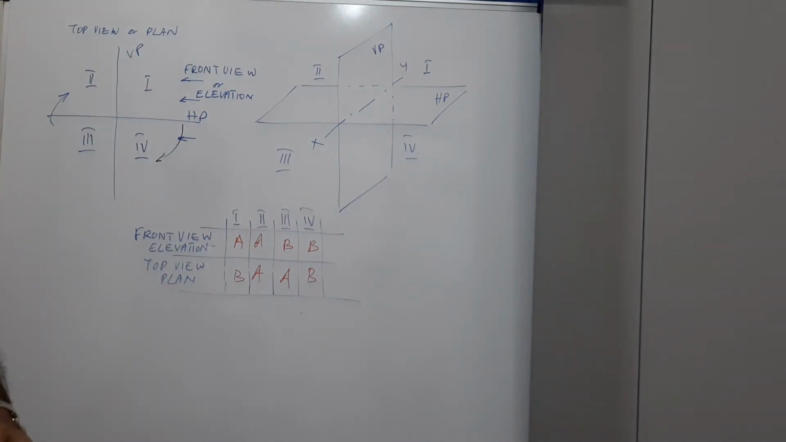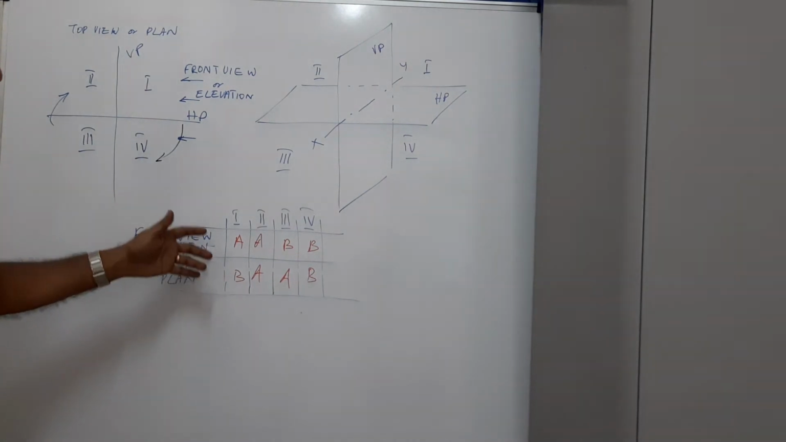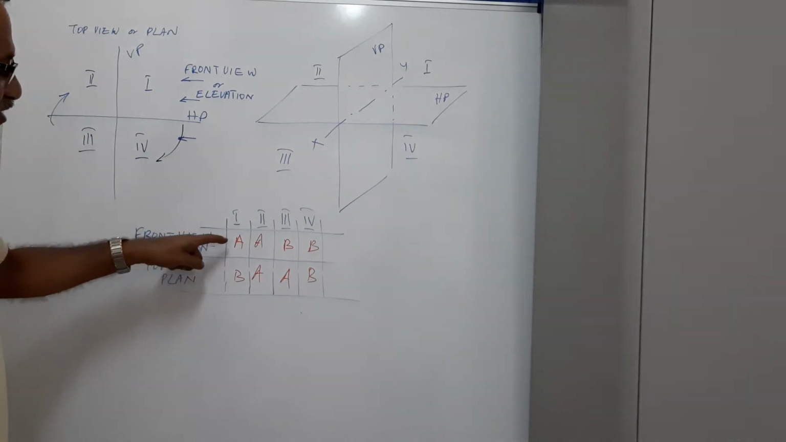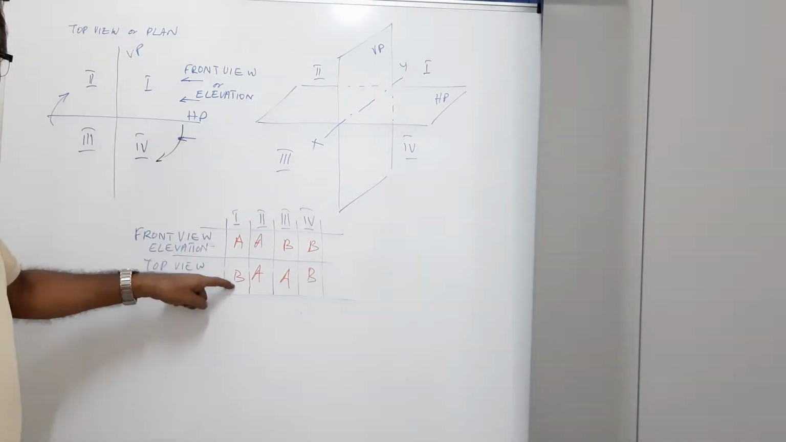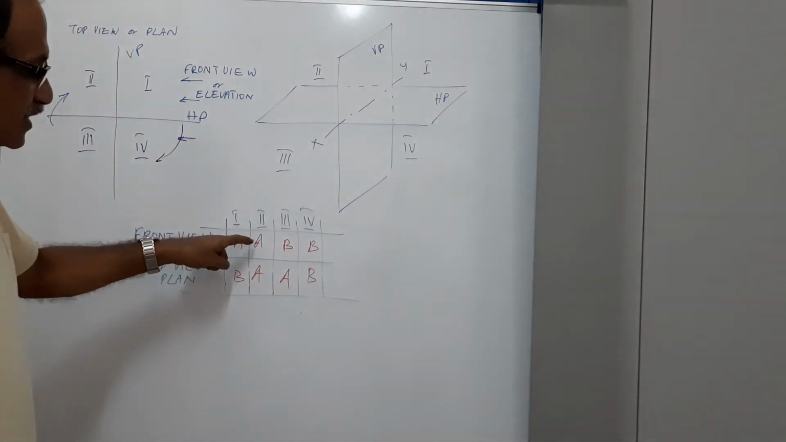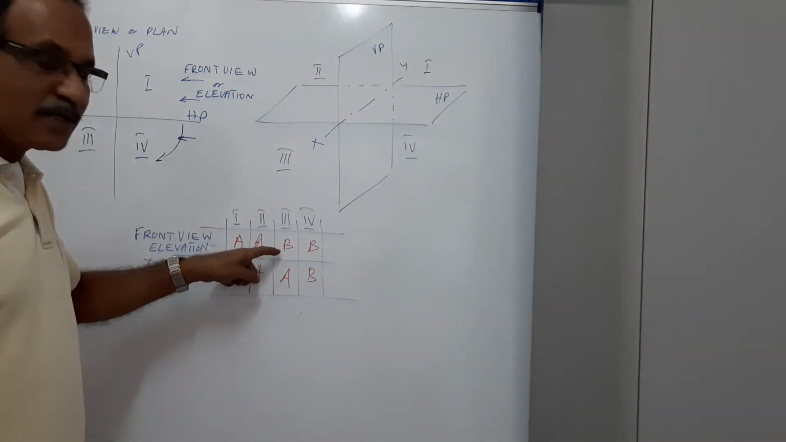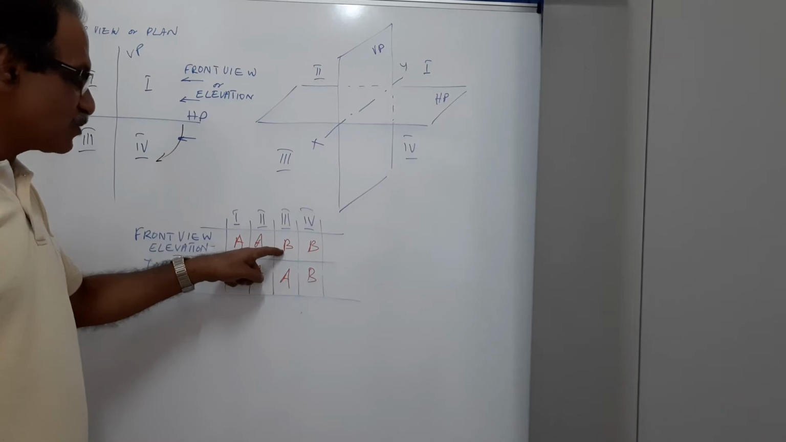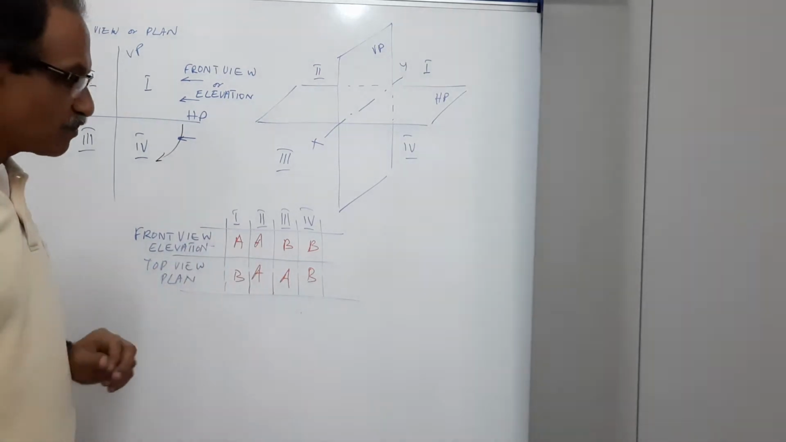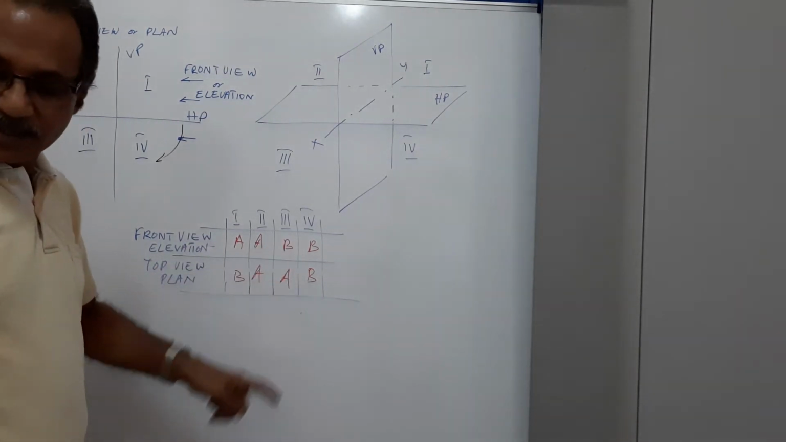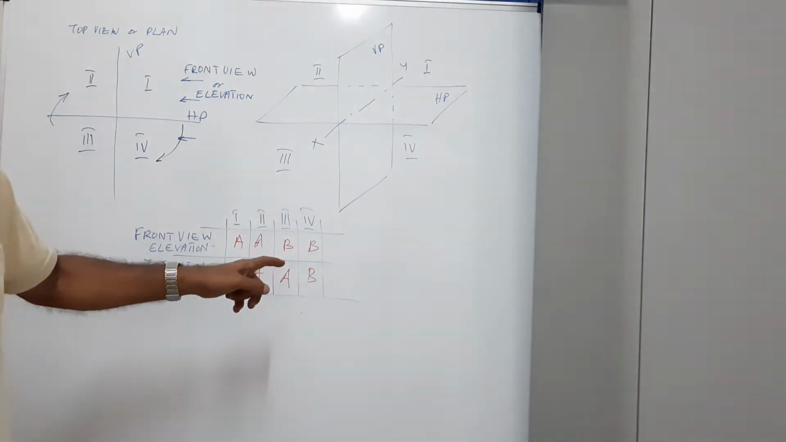So you are seeing that when the object is in first quadrant, elevation is above XY, plan is below XY. When the object is in second quadrant, both are above XY. When the object is in third quadrant, plan is above XY and elevation is below XY, exactly reverse of first quadrant. And when the object is in fourth quadrant, both are below XY.